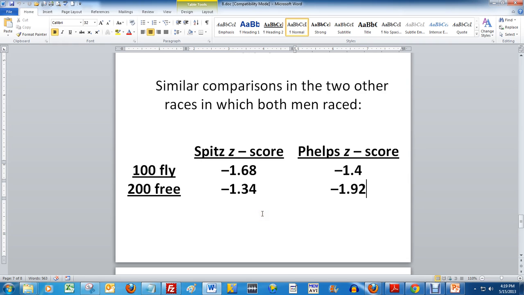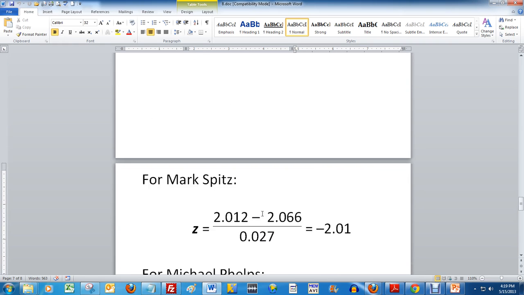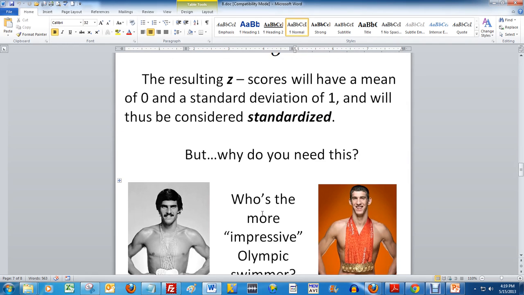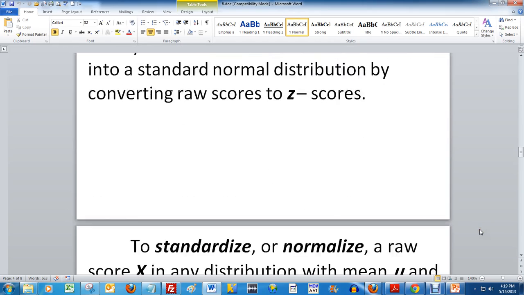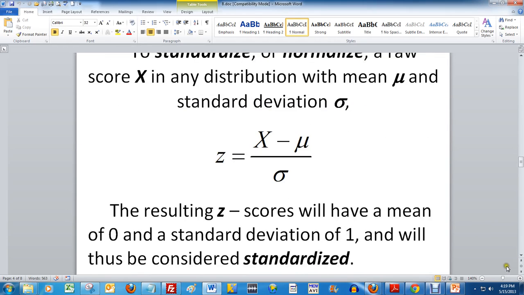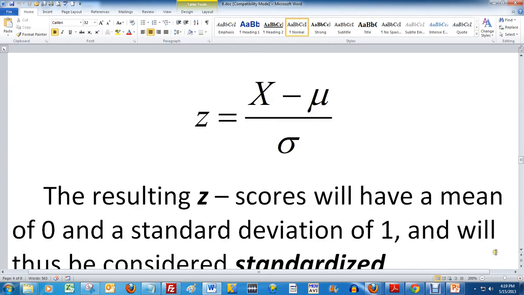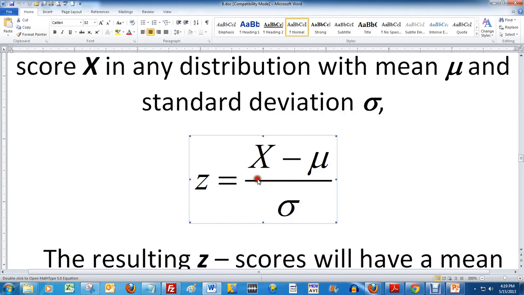But be that as it may, the point of this is that with this beautiful little formula right here, let's zoom in on that bad boy. Whoa, hello. With this beautiful little formula right here, we are able to convert any raw score from any distribution into a standardized, normalized score that we can then compare to any other raw score from any other distribution using the same ruler. And that's pretty rad.